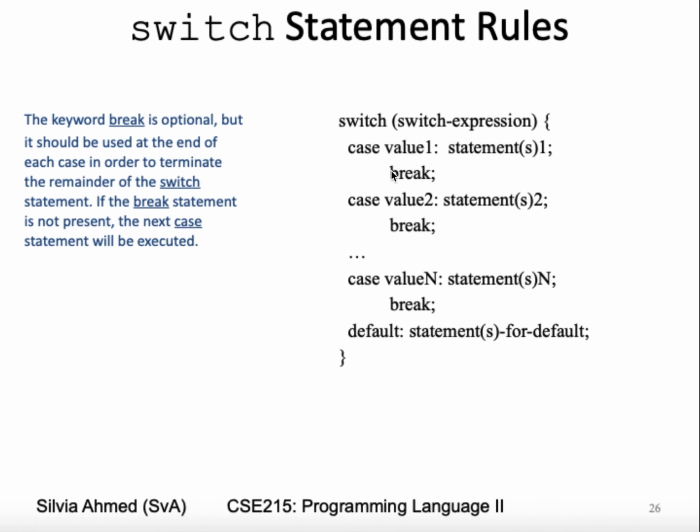There is an optional break statement inside every case. So we have to write like this: case, then the first possible outcome, value 1, colon, whatever statements we need to execute. Afterwards, we need to put break. If we don't put break, after executing statement 1, all the other statements will be part of the normal execution. We will see an example shortly.